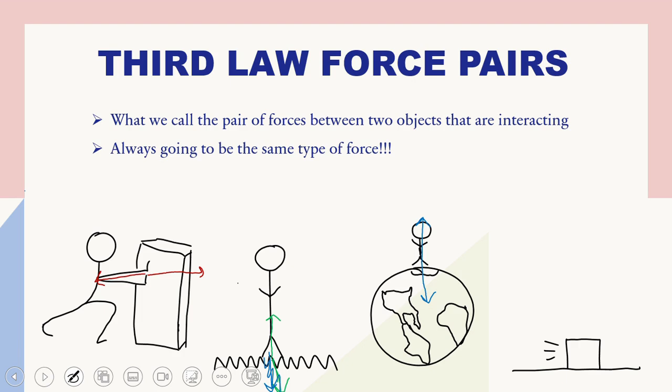Okay, and number 4. As the block is sliding, the floor applies a friction force on the block, like this. Okay, so the force pair for this would be the box rubbing against the floor with an equal amount of friction, like so.